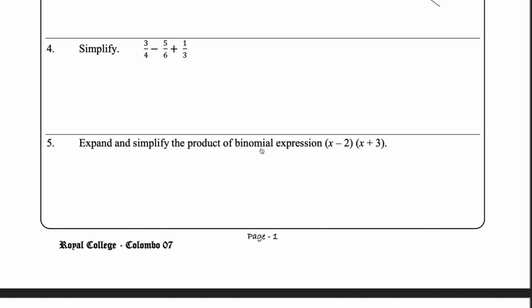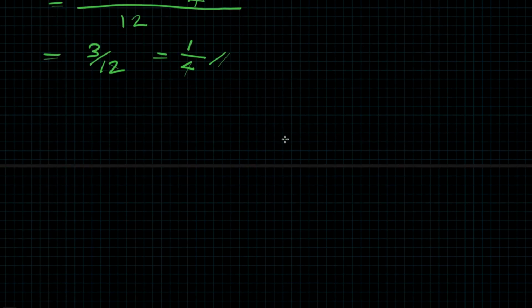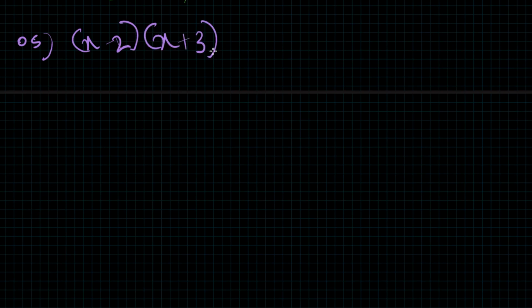Expand and simplify the product of binomial expression. This is also a very easy one. Let's see how we can do this. Let's move the board a little bit up. Let's pick a color. I think this one is good. Number 5. So we have this binomial expression, (x minus 2)(x plus 3), if I remember correctly. Let's check it again. Yes, exactly.